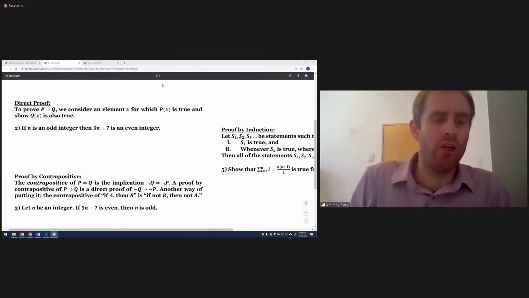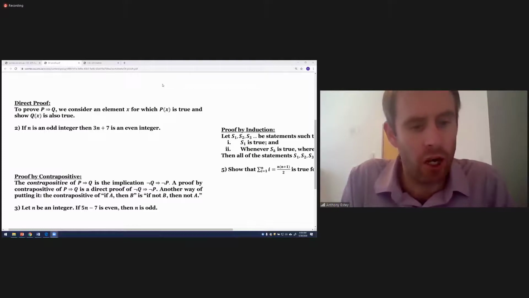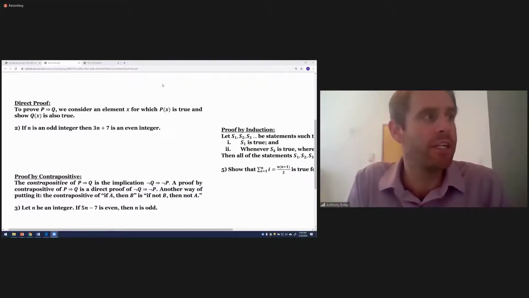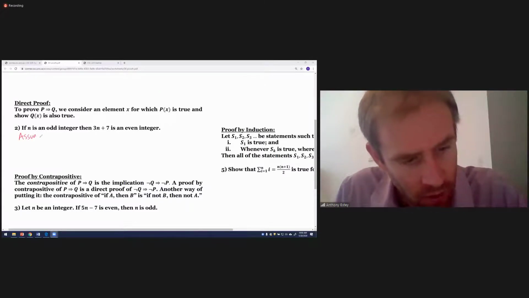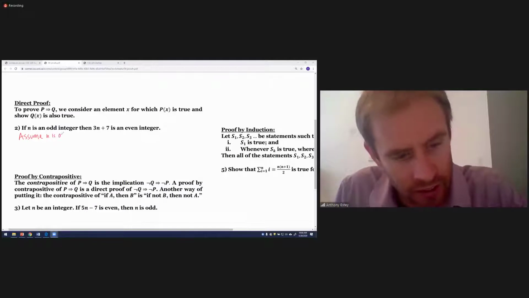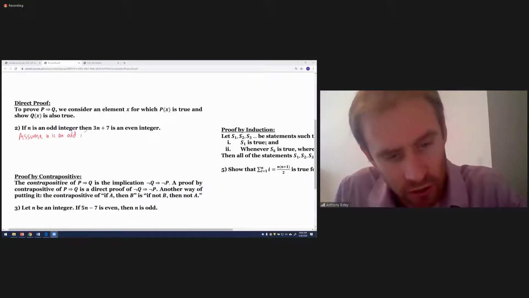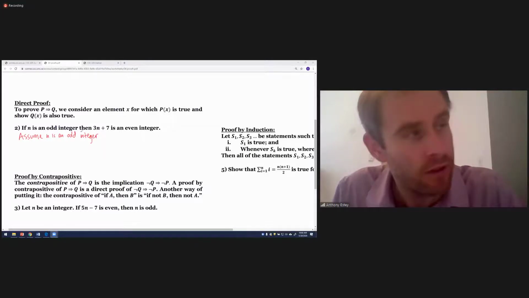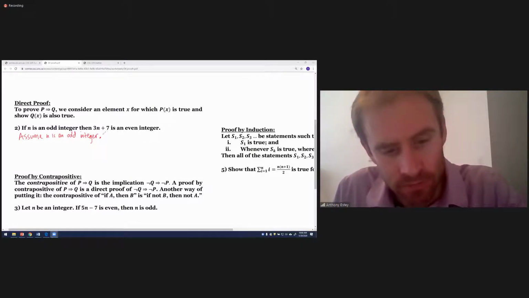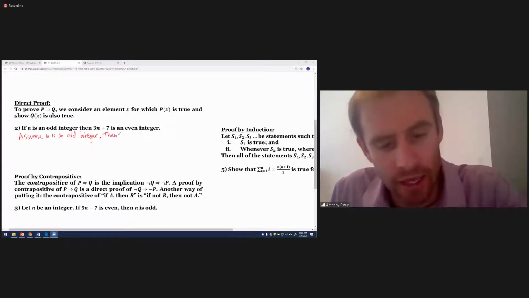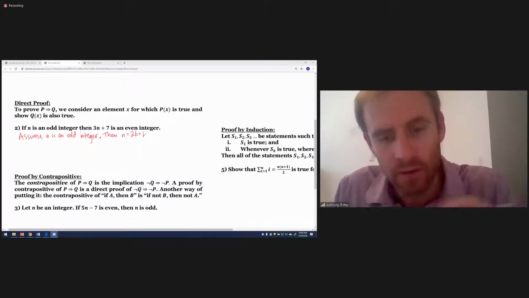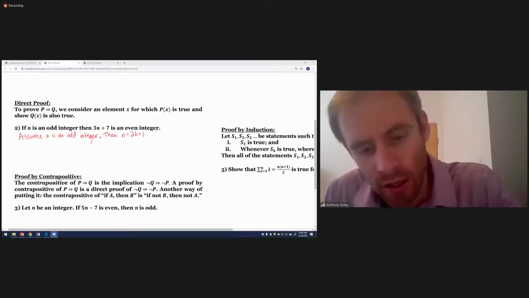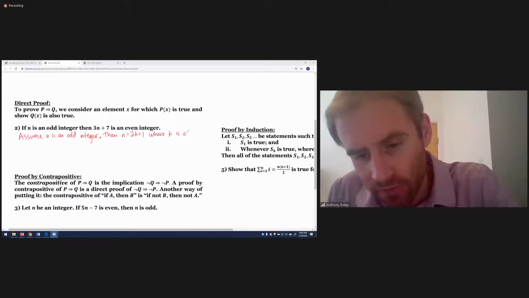So next example we'll do is a direct proof. If n is an odd integer, then 3n plus 7 is an even integer. So again, we can assume n is an odd integer. And what this means is that we can write n as 2k plus 1, where k is an integer.